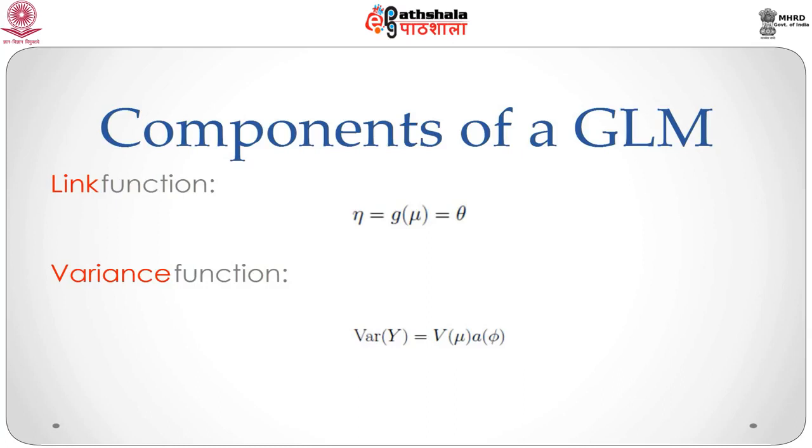The variance function is something unique for the one-parameter exponential family. You will note that both for the binomial and the Poisson, the moment the mean is known, we are able to specify the variance. The variance function thus is a function v of mu such that variance of y is equal to v of mu times some function a of phi.